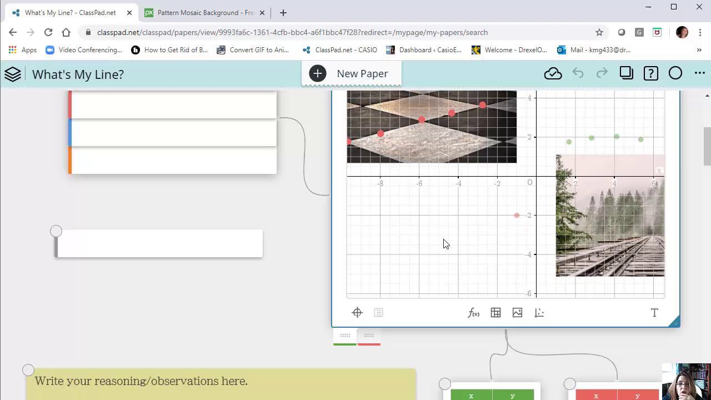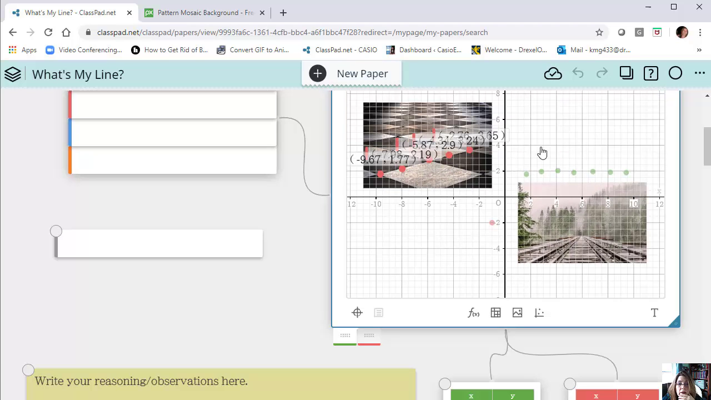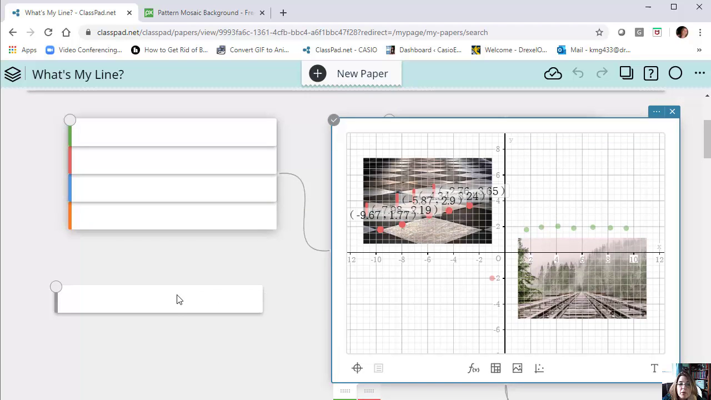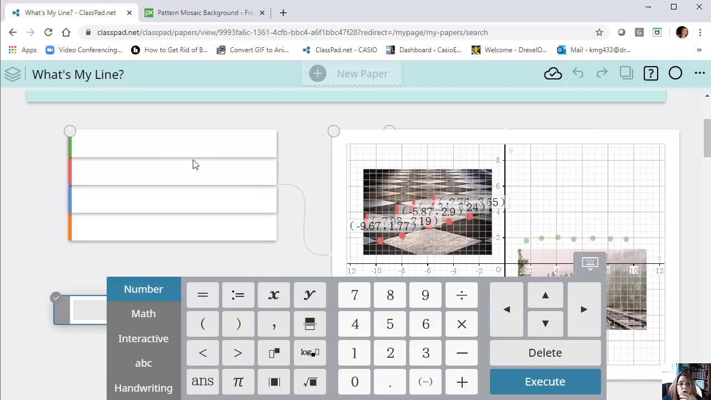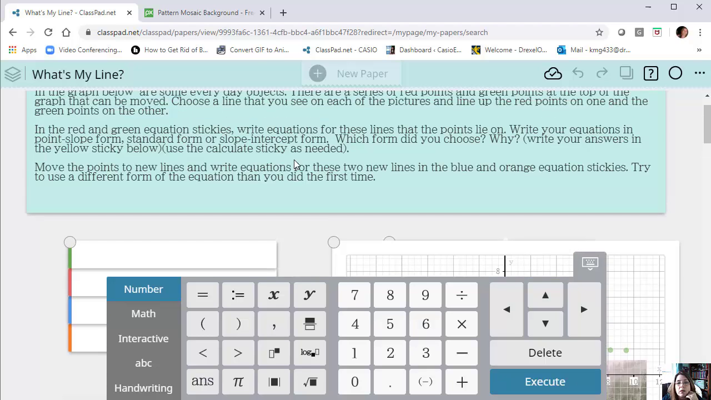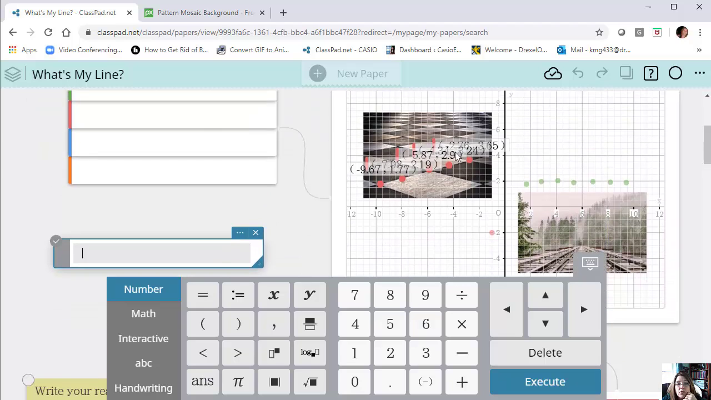So now once the students have lined up the points on a line they think exists, they are now going to try and write the equation to fit those points. And so that would entail, do you understand that you have to find the slope? So pick 2 of those points and calculate the slope. And then you can do point slope form, pick another point, use that in your point slope form, or you could calculate the standard form of the equation, however they want to work with it. And this asks them which form did you choose and why. So it's having them think about that. So that's the first activity.